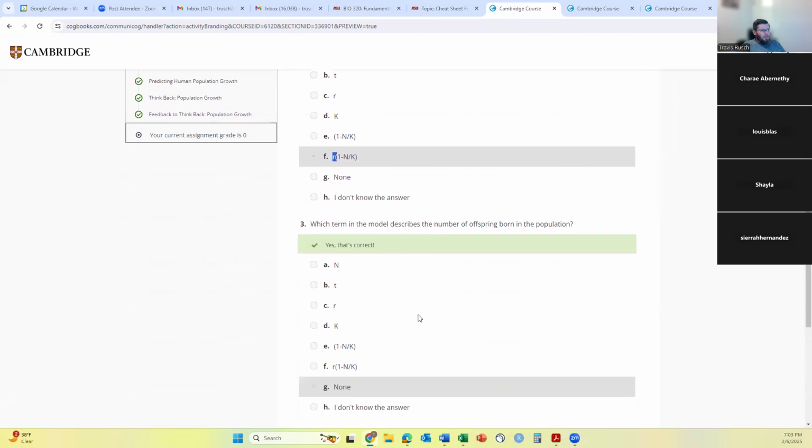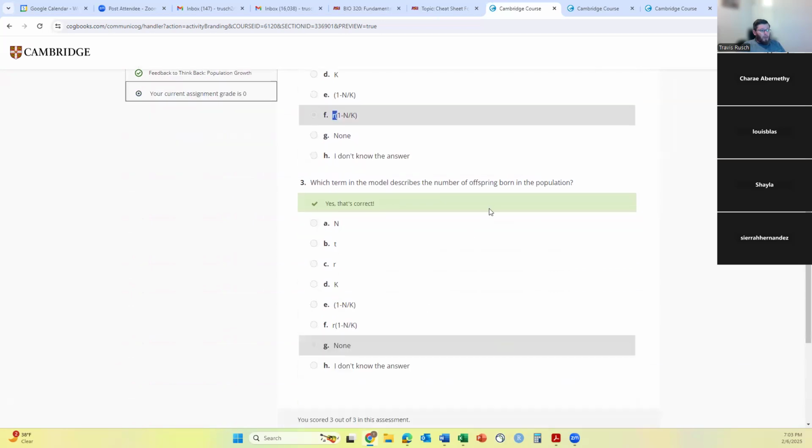Which term of the model describes the number of offspring born in the population? And this one is none that are provided, right? So we haven't gotten to that. That'll be in later modules. But we've got to know that the exponential model, the geometric growth model, and the logistic model don't tell us that.